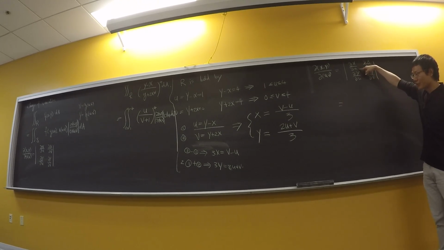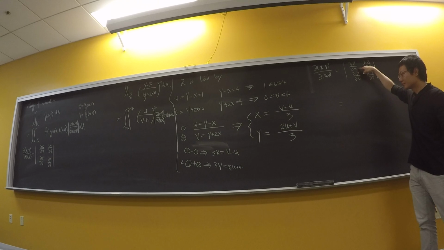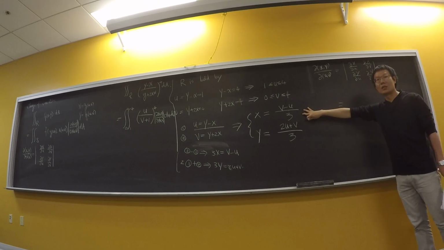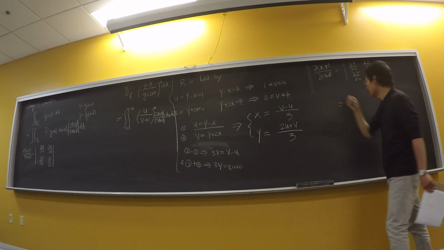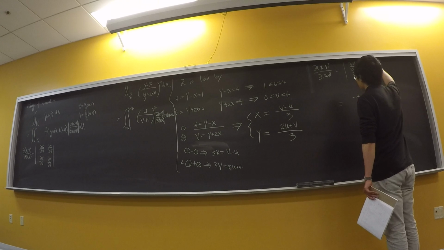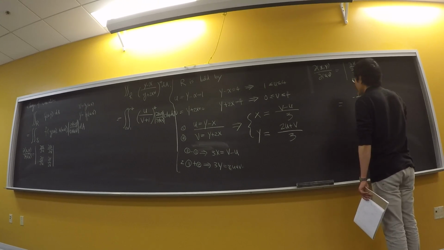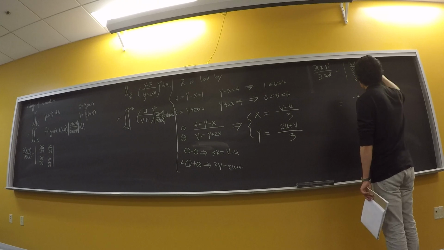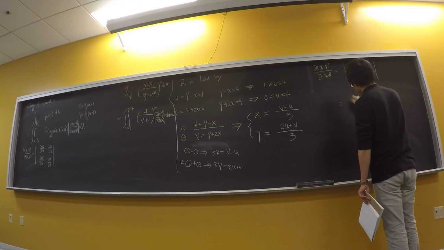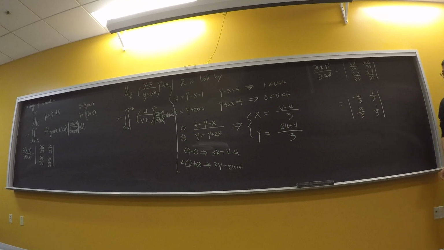So partial x, partial u, what do we have? Negative 1/3. Minus 1/3, right? So minus 1/3 here. Partial x, partial v, 1/3. Partial y, partial u, 2/3. And partial y, partial v, 1/3. Okay? So this is what we have.